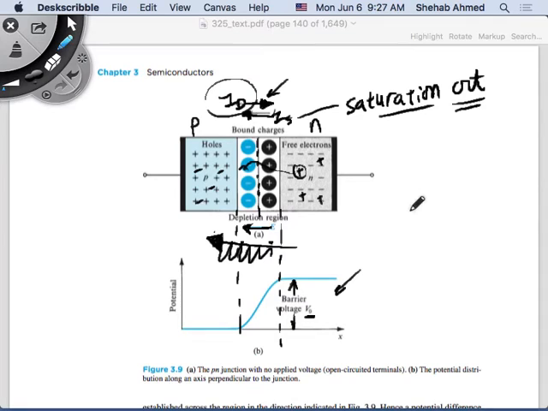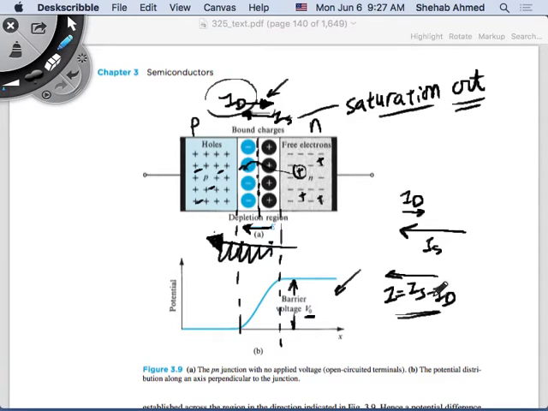The saturation current is large, IS, and the diffusion current is small, ID. The current will be in the same direction as IS, so the total I is equal to IS minus ID. The total will be due to the difference between the diffusion and saturation current, and will be in the same direction as the saturation current.